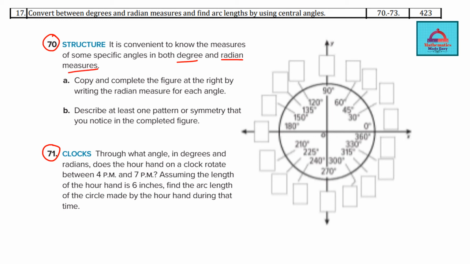You are given in this diagram, this circle, the angles in degrees, right? What you need to do for part A is copy and complete the figure at the right by writing the radian measure. That means in this question you are trying to convert from degrees to radians. So remember, what is the conversion factor? We want radians, so we are going to multiply by pi radians divided by 180. Second one, describe at least one pattern of symmetry that you notice in the completed figure. So is there any similarity, any pattern that you notice? That's the second part of the question.